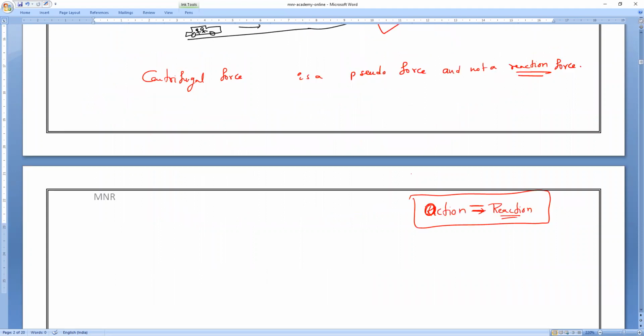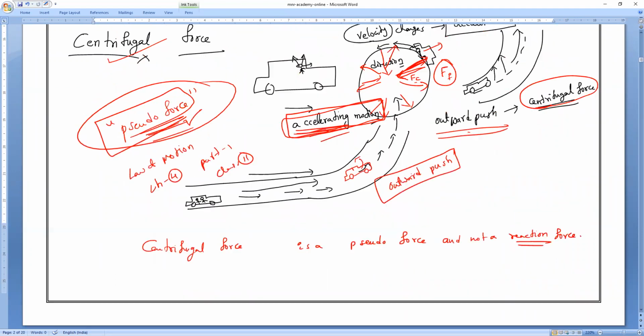Yes, sir. What about the centripetal force? So, you can take the example. You can write it.